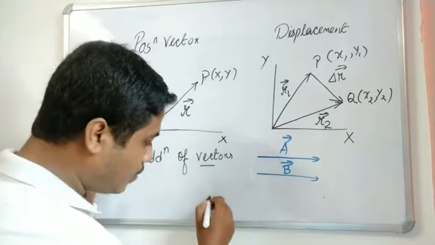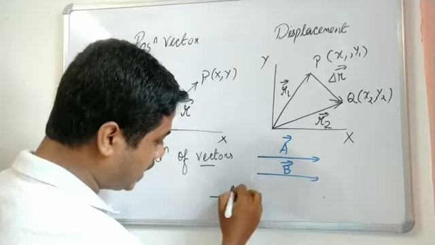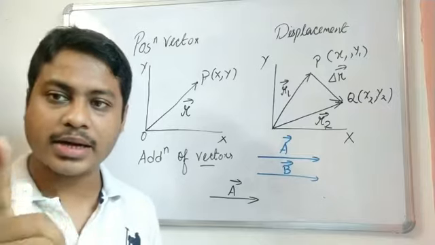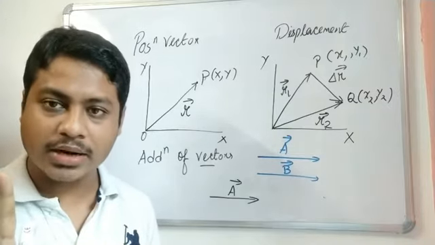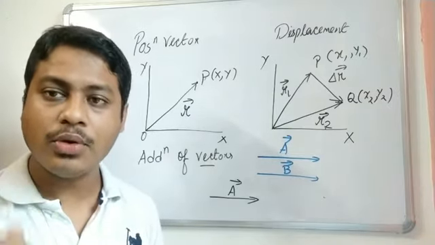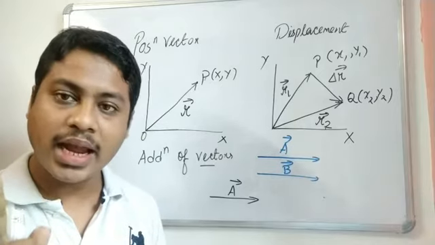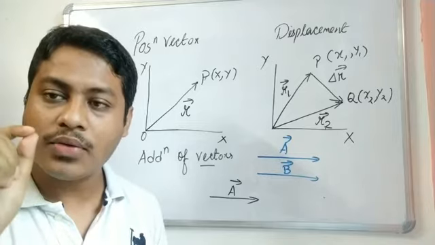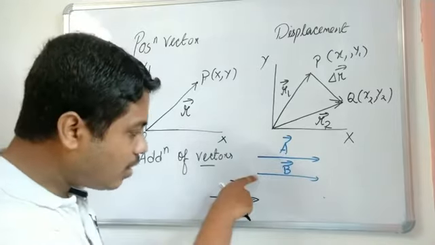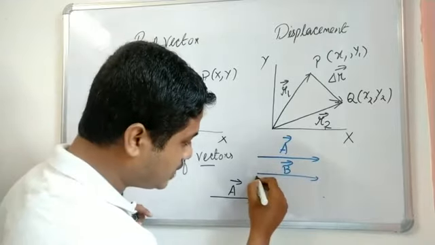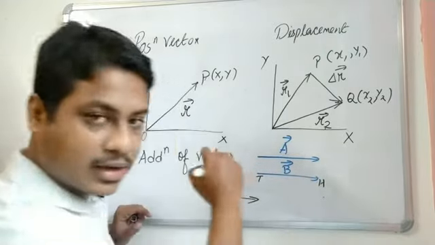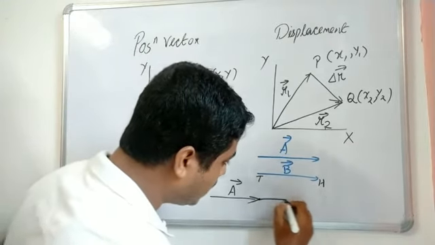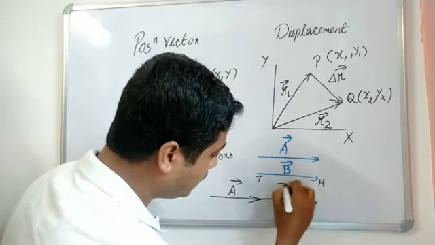First of all, you take one as a reference vector. I am taking vector A as the reference vector. For the second vector, according to the rule, the tail of the second vector should be added with the head of the first vector. This is your tail, this is your head. The tail of the second vector should touch the head of the other vector. So this will be your vector B.